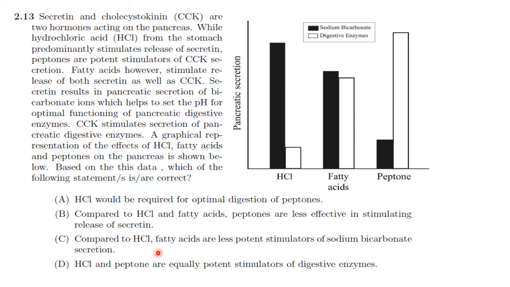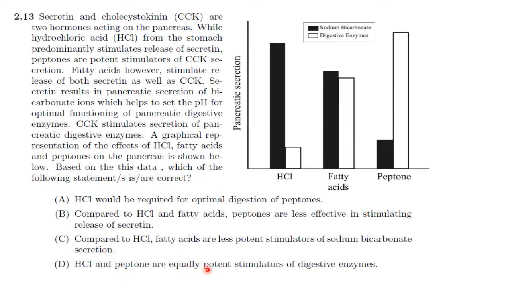Compared to HCl, fatty acids are less potent stimulators of sodium bicarbonate secretion. That is also correct. From the graph you can see that when HCl was added, sodium bicarbonate secretion by the pancreas increased, and the bar is taller than the one for fatty acids. So option C is correct.